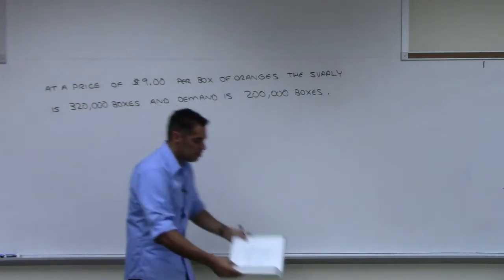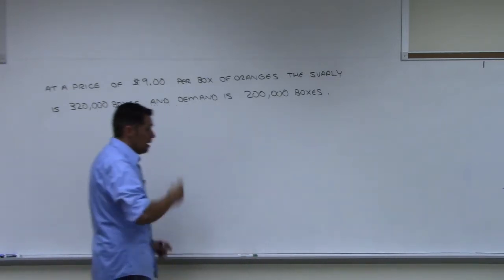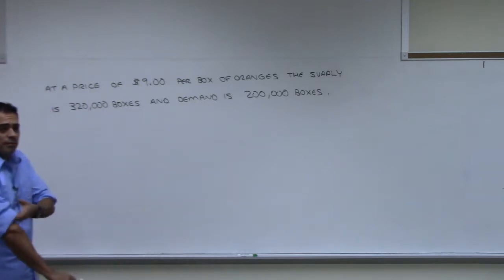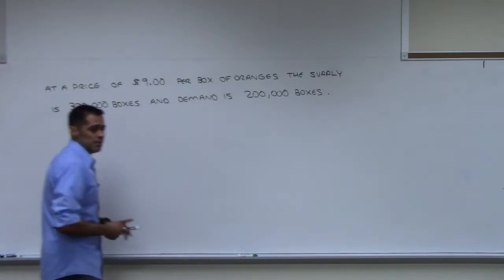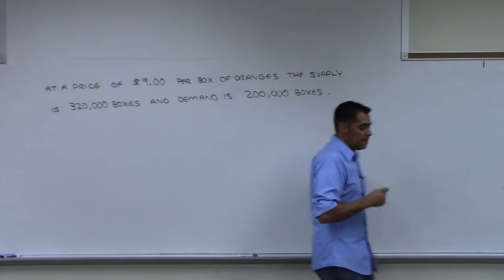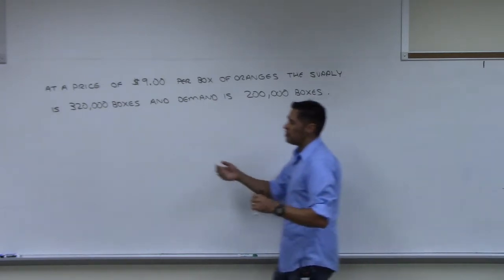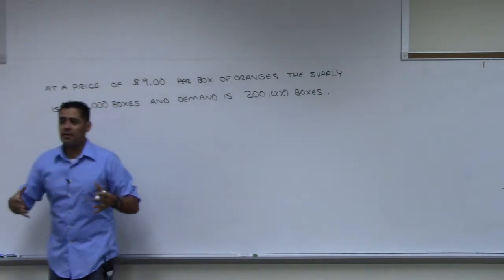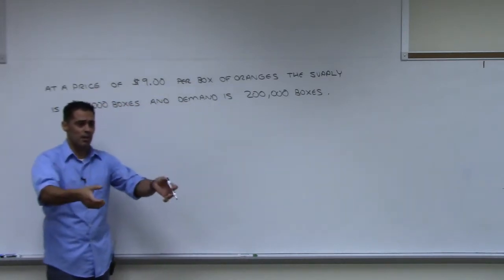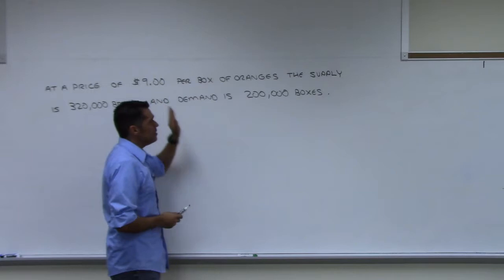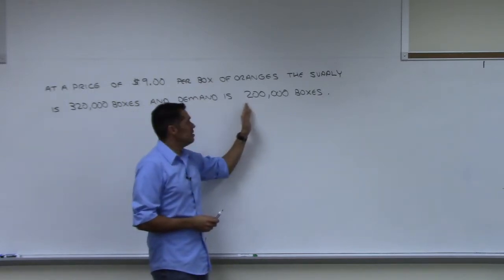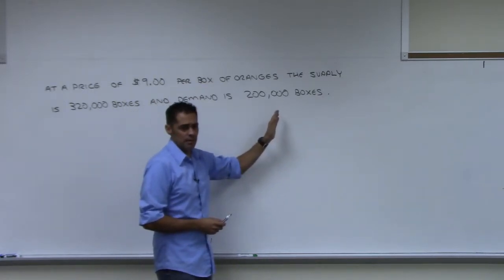So let's just try and understand what that means. In this particular model, for this particular company that supplies oranges to, let's say, H-E-B or something, if they charge $9 per box, they're going to be able to supply 320,000 boxes. All right, that's what they can supply. However, at that price, the demand for the boxes is less. It's only 200,000, all right?